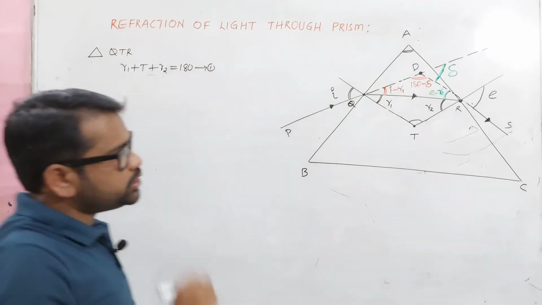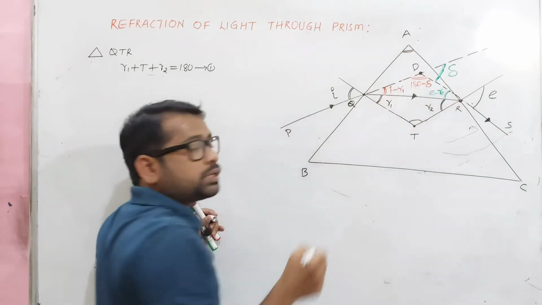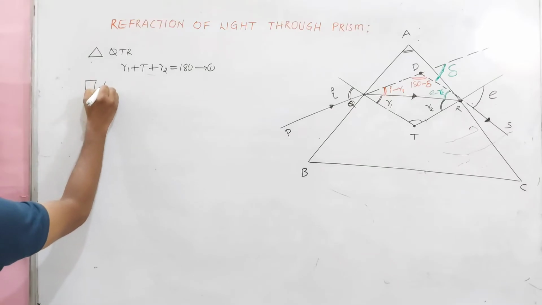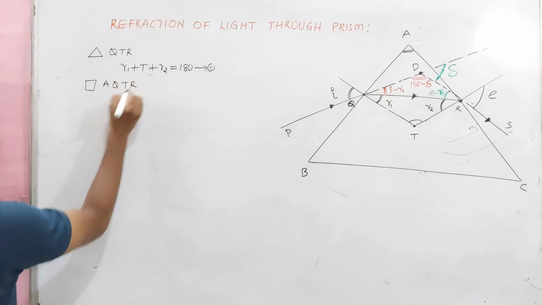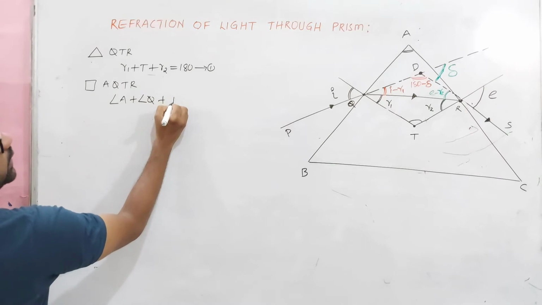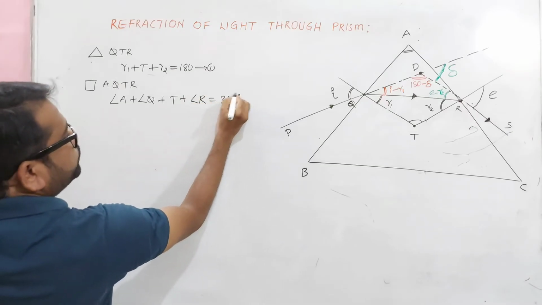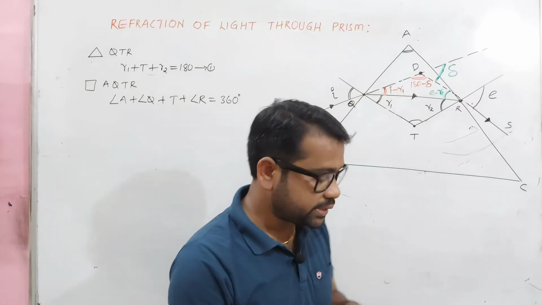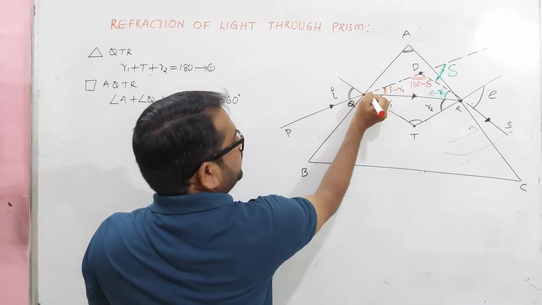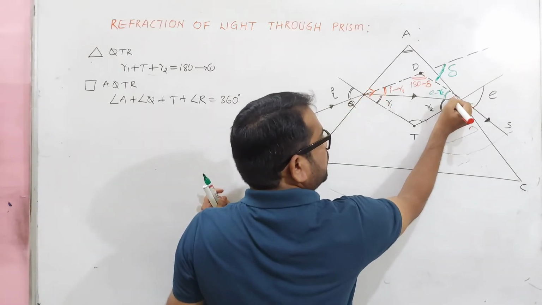Okay, fine. And at the same time, look here. AQTR is a quadrilateral. So the sum of the angles of that quadrilateral is equal to 360 degrees. From this we can write angle A plus angle Q plus angle T plus angle R is equal to 360 degrees. But it is a very important thing. What we have to understand is, if you look here, what is this angle Q, children? Angle Q is nothing but 90 degrees. And angle R also, it's the normal, right? So it is also 90 degrees only.